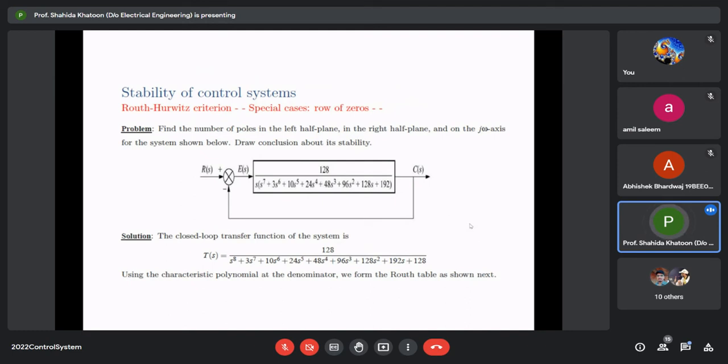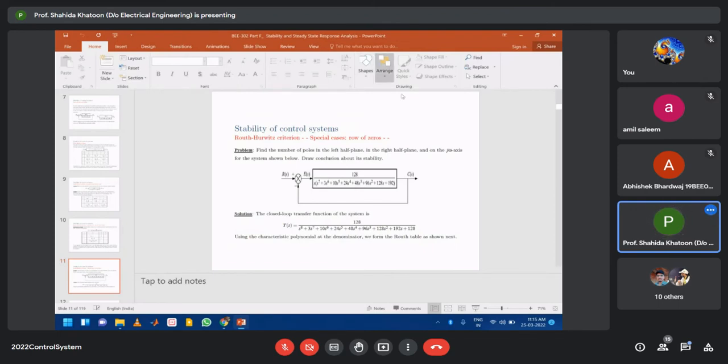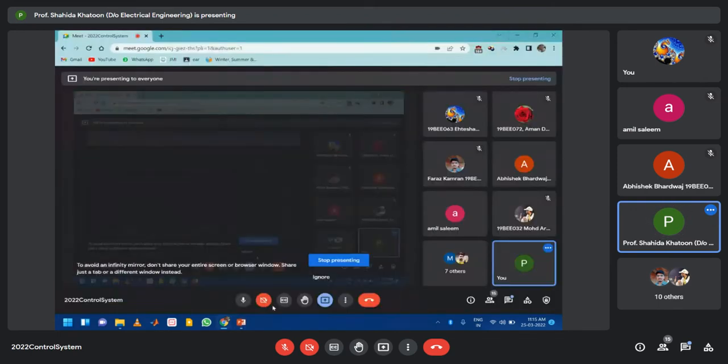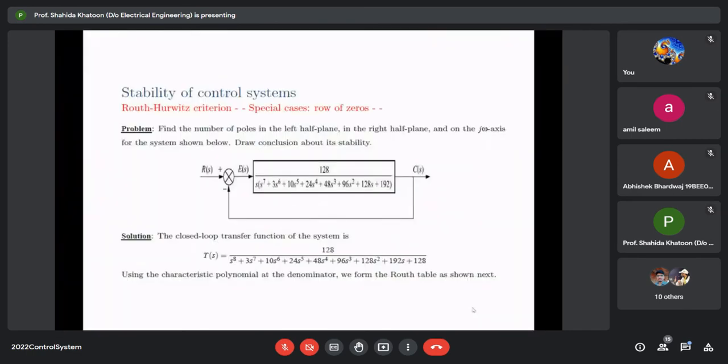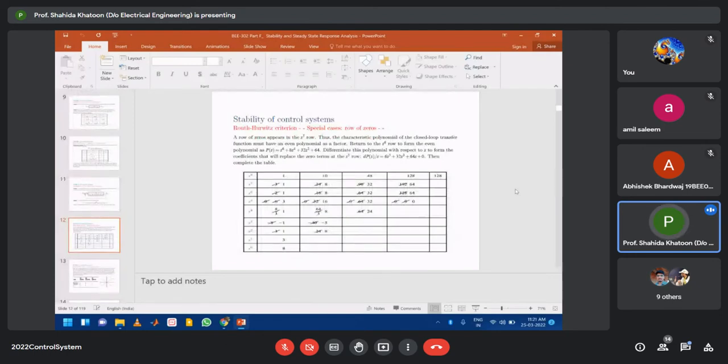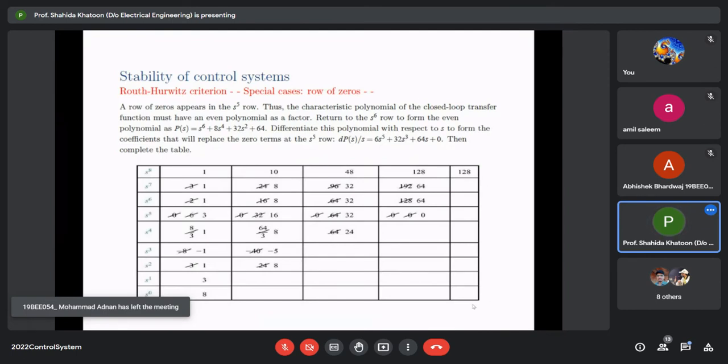Again, try to solve this problem with the help of the Routh criterion. Suppose you are asked to find out the stability of this system. So try it out yourself. Form the Routh table. Got the solution? This is the solution for the problem. You can cross verify your answers.